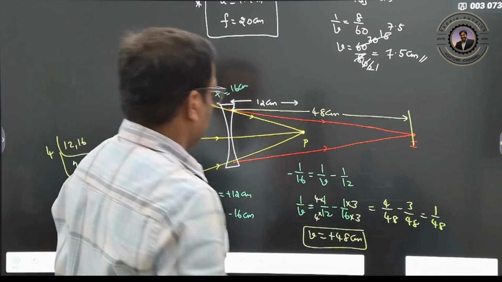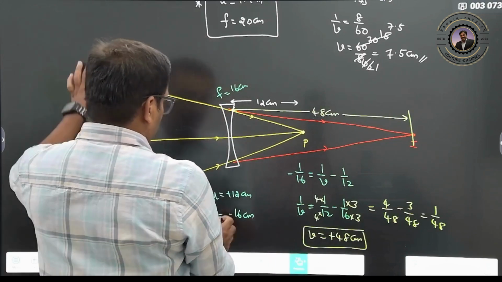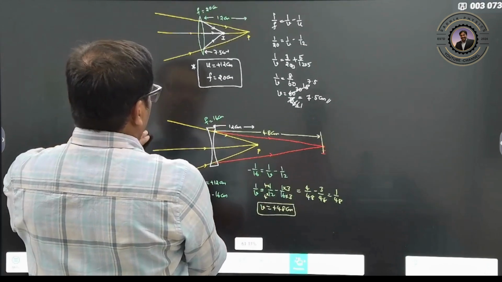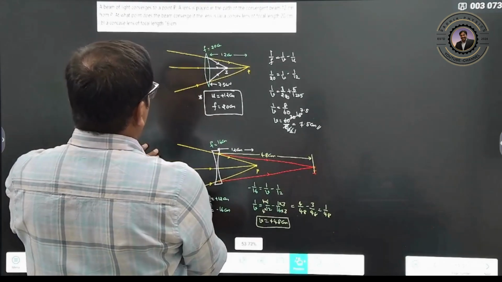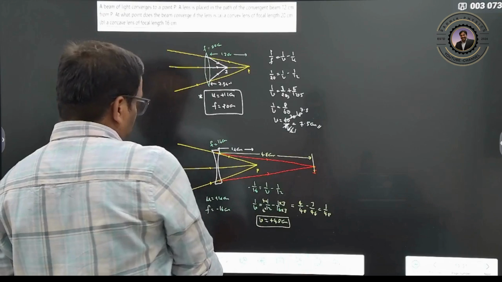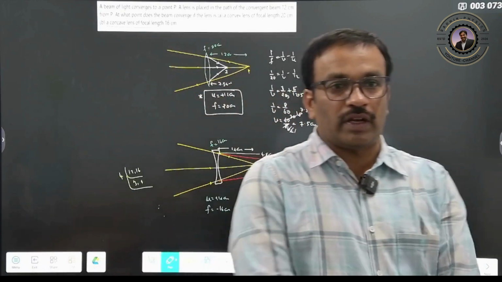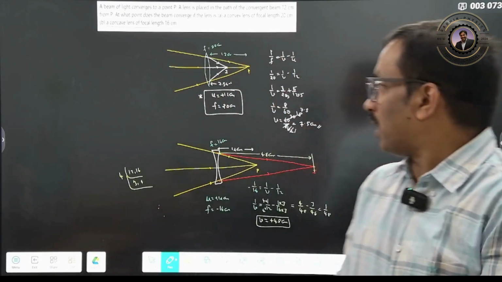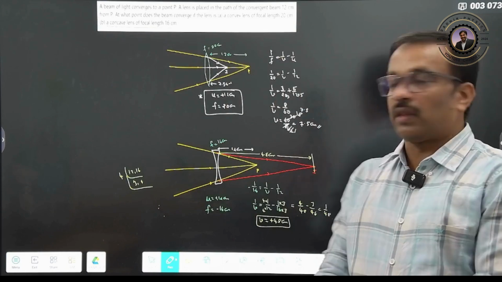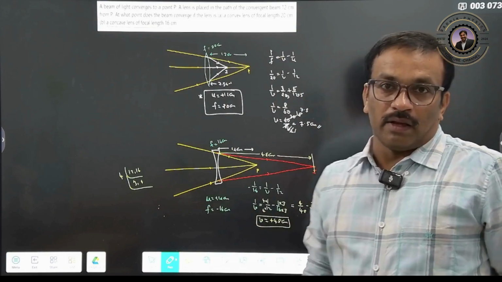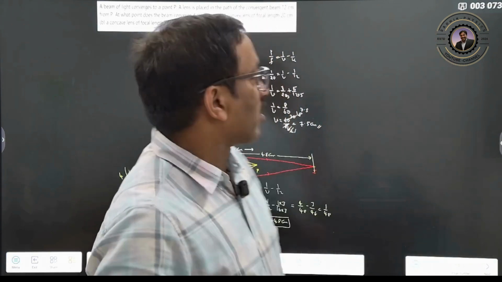Clear? So try to understand this situation. These types of concepts are compulsory, because we require them in combination of lenses. I think you understood very clearly how to apply the lens formula. Clear?